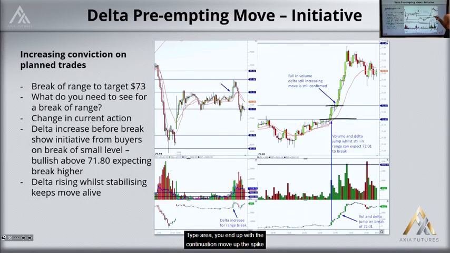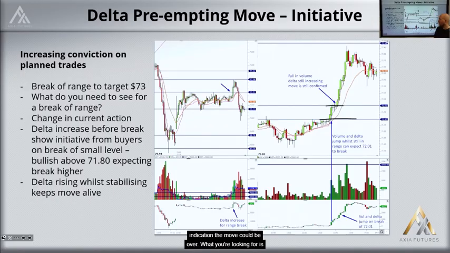You end up with the continuation move up, the spike in volume that comes at the top of the move, and that produces the end of the move. Of course, the spike in volume doesn't produce the end of the move on its own. The spike in volume after you see the pullback is an indication that this move perhaps has finished, because volume then starts to fall back down. Delta flattens off as well, at or near the level, good indication the move could be over.